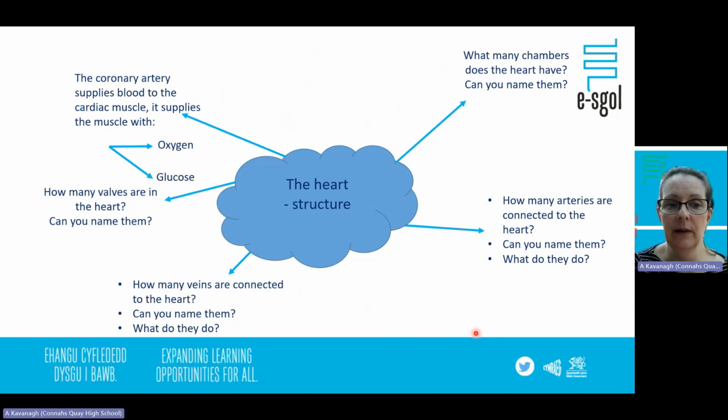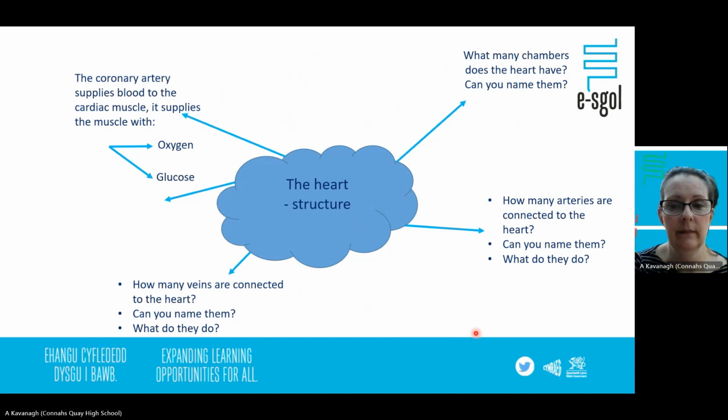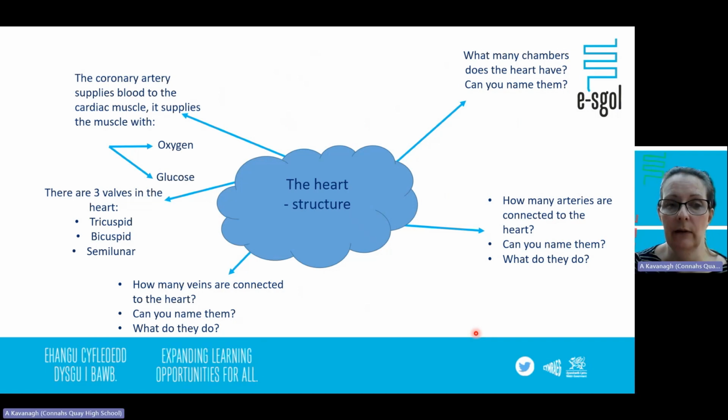And then the valves in the heart. So how many valves are there and can you name them? We've got 3 valves. We've got the tricuspid and the bicuspid and semilunar valves. So you need to make sure that you are able to label those, and also remember that they prevent backflow or blood flowing backwards within the heart in the same way that valves operate within a vein.